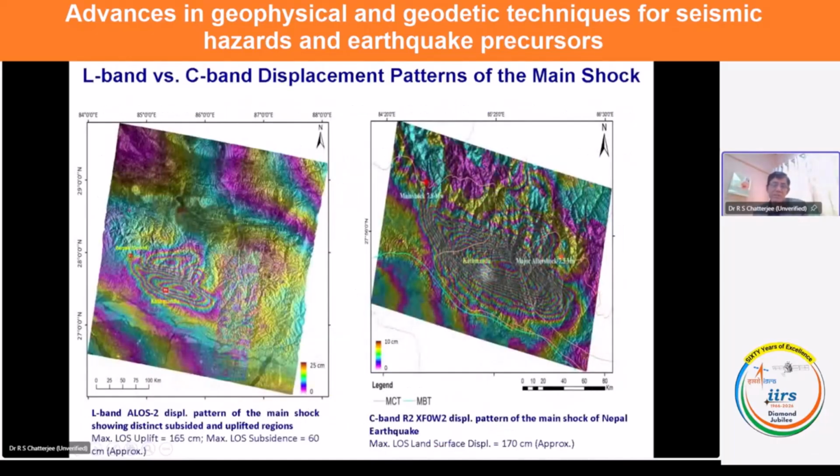So you see, this is the interferogram. Okay, this is from L band and this is from C band. C band shows much more detailed displacement fringes. Okay, but what is important here, mostly it highlights this uplift part.